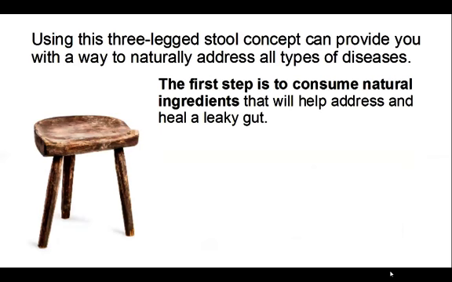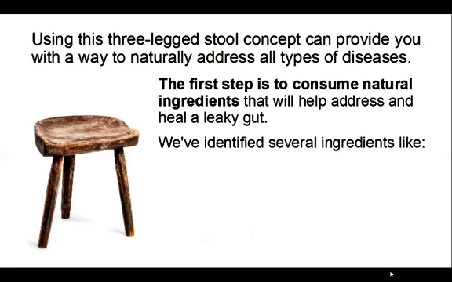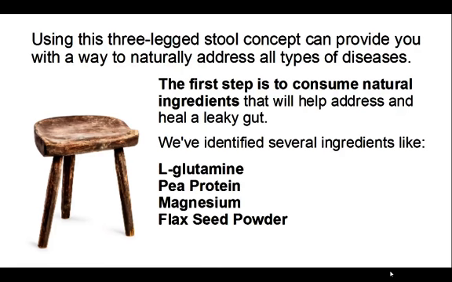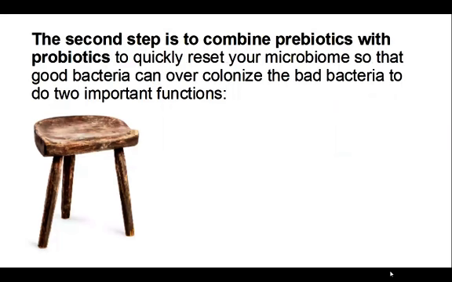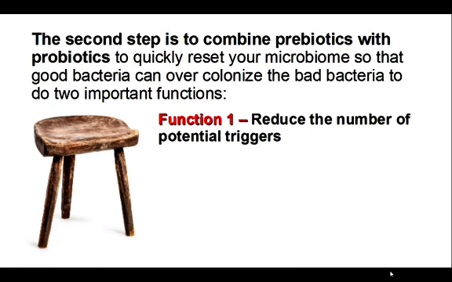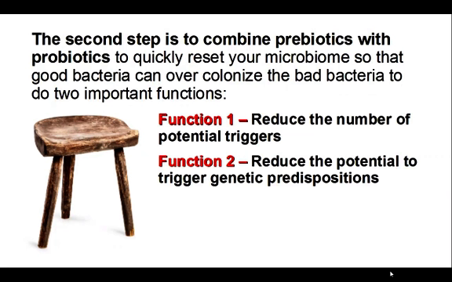The first step is to consume natural ingredients that will help address and heal a leaky gut. We've identified several ingredients like L-glutamine, pea protein, magnesium, flaxseed powder, and borage oil. The second step is to combine prebiotics with probiotics to quickly reset your microbiome so that good bacteria can overcolonize the bad bacteria to do two important things. Function 1 is to reduce the number of potential triggers. Function 2 is to reduce the potential to trigger genetic predispositions.